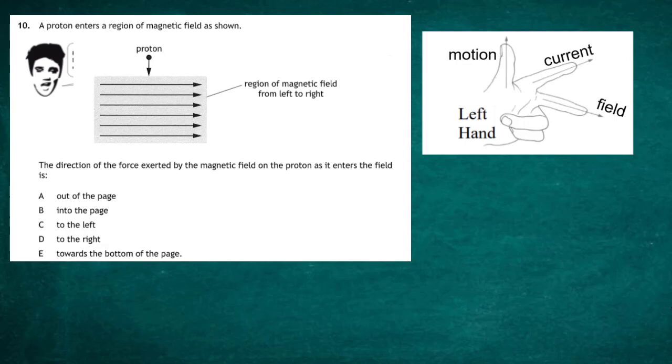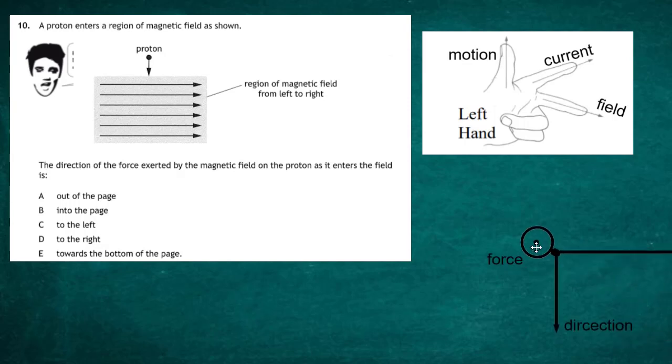Now in this case, the first finger, the field, is going to be pointing from left to right. And if you hold your left hand up, point your first finger left to right, and the motion of the proton is pointing down the page, so you would turn your second finger to pointing straight down, and lo and behold, your thumb would be pointing out of the page or out of the screen.